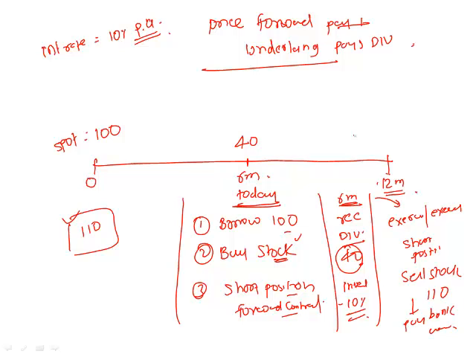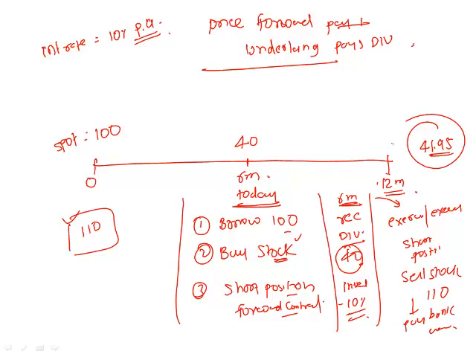Second clear TVM. 40 is the present value. 10 is the I/Y, not 5. 10 is the I/Y. 0.5 is the N. Compute future value. So 41.95.